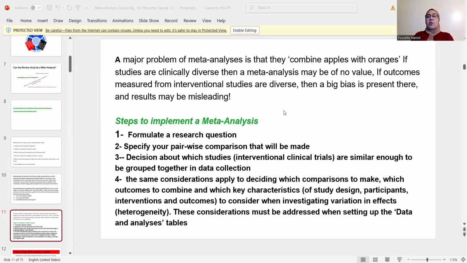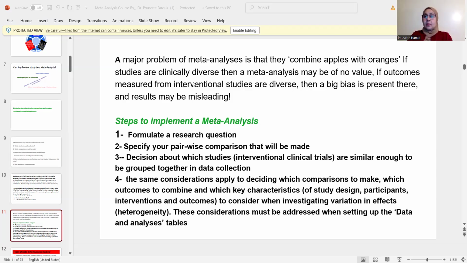Now, let's go on with how to do the meta-analysis step by step. You should choose a good topic. Formulate a research question. Specify your pairwise comparison that will be made. So now, what is mandatory that we have learned today? PICO research question is a must. Predefined inclusion-exclusion criteria is a must. Pairwise comparison is a must.